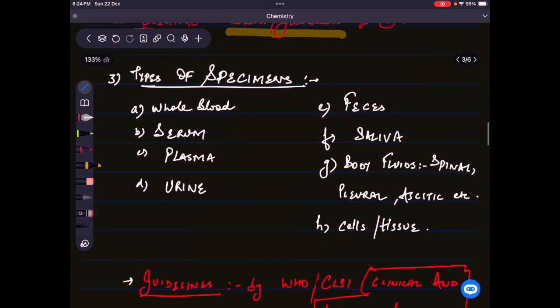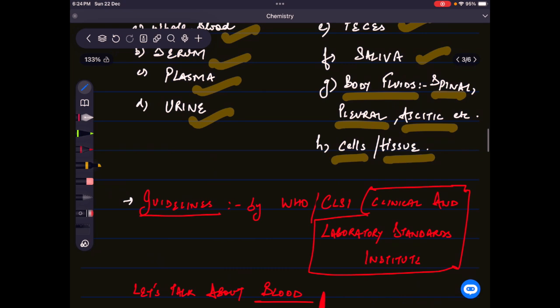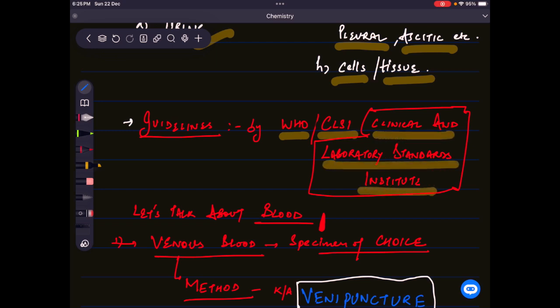The third step involved is types of specimen. There are many types of specimen, as you can see on the screen. There can be whole blood, serum, plasma, urine, feces, saliva, body fluids like spinal, pleural, and ascitic, or there can be cells or tissue in the form of specimen. Now the guidelines of the specimen collection are given by WHO or CLSI. What is CLSI? Clinical and Laboratory Standards Institute. All the labs should follow the guidelines given by the CLSI.